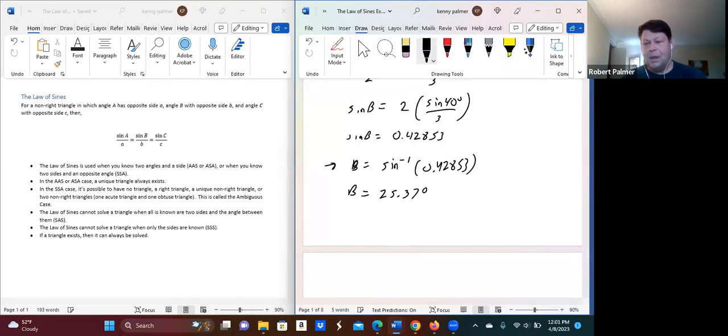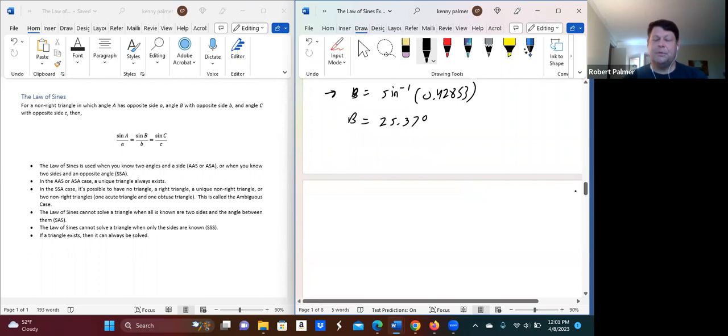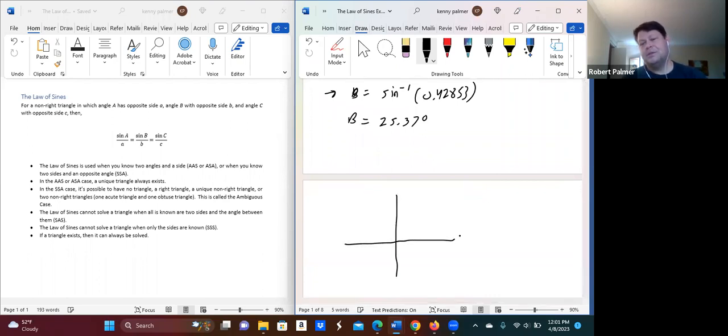Now, here's what we have to think about, in addition to the usual things. Let's draw a set of axes, which are 0 degrees, 90 degrees, 180 degrees. Since we're talking about an angle, one possibility is 25.37 degrees right here. But since sine of theta is positive, greater than 0, in quadrants 1 and also in quadrant 2.